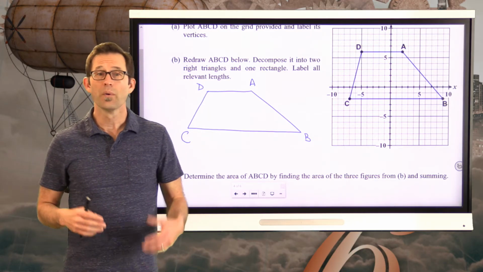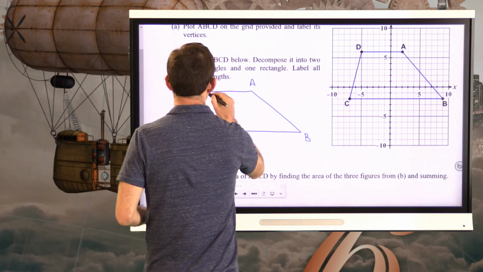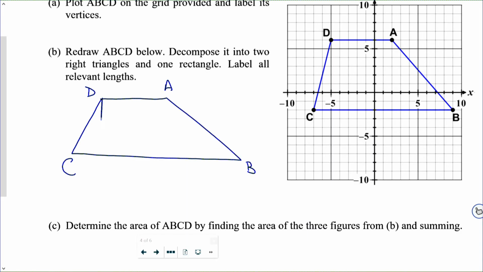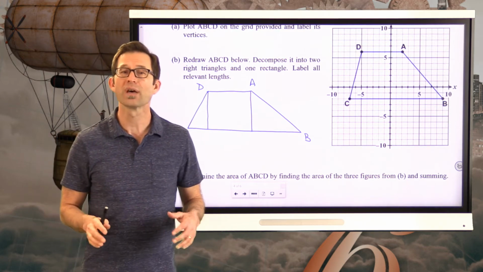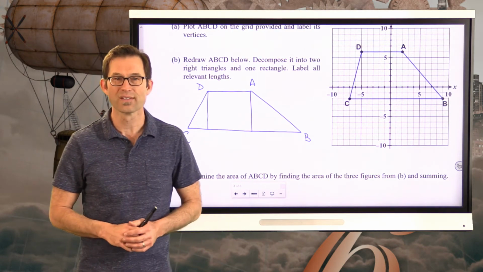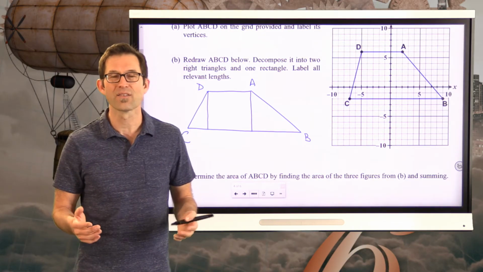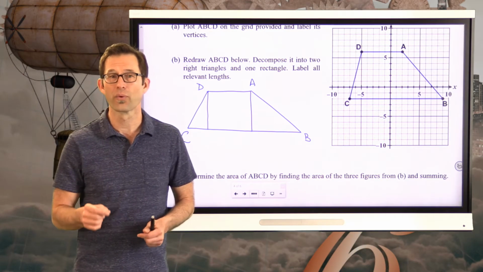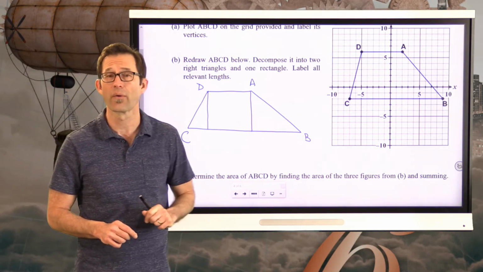Now what we want to do is decompose it into 2 right triangles and a rectangle. Pretty much every time we do that, we're going to do something like this. All right, there's my 1 right triangle. There's another right triangle. Okay, and now what I want to do is label all relevant dimensions. Now, when we say that, what we really want is all the lengths that are going to allow us to calculate the 3 areas we need. The area of that right triangle, the area of that rectangle, and the area of that right triangle.